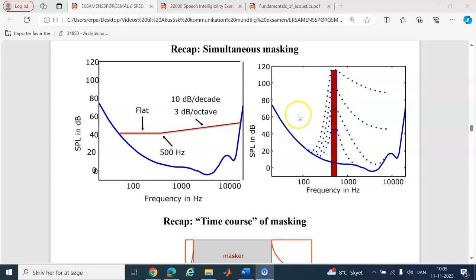So we have the low band masking with upward spread masking. When the masking level is increasing, then there's upward spread masking towards higher frequencies.